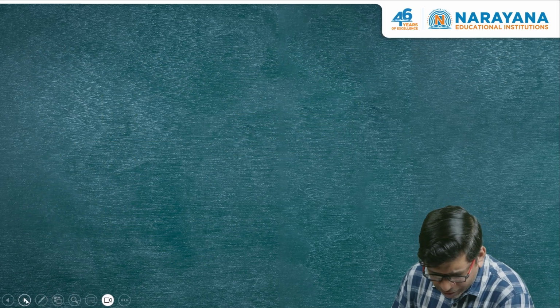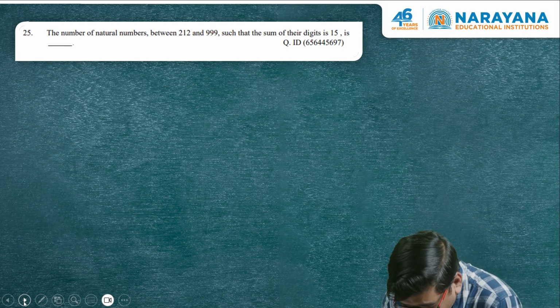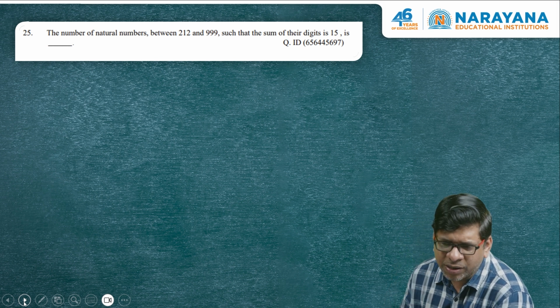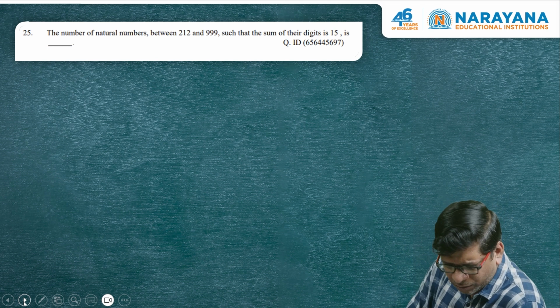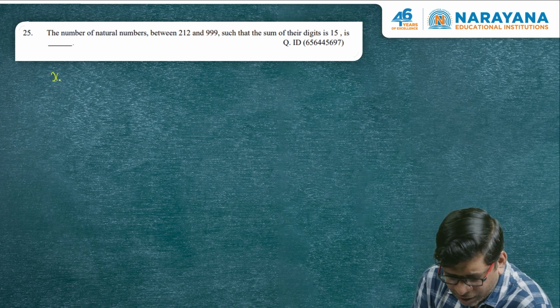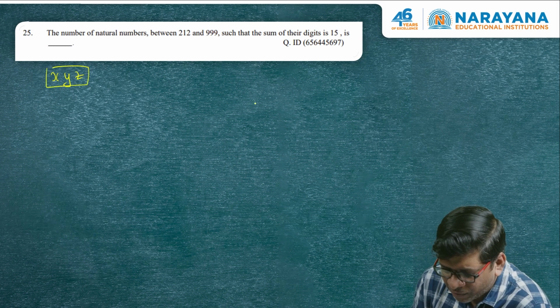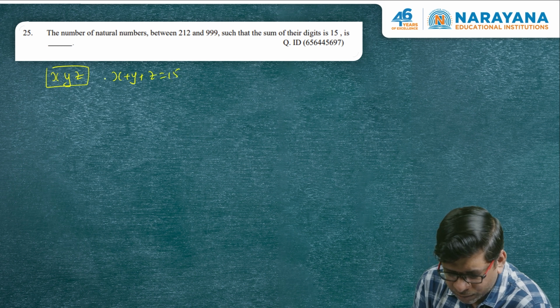Okay. Next question. Number of natural numbers between 212 and 999 such that the sum of the digits is 15. Lengthy question, very, very easy but lengthy. They are saying the number of natural numbers between 212 and 999. So let the 3-digit natural number be x, y, z, such that the sum of digits is 15. So x plus y plus z equals 15.